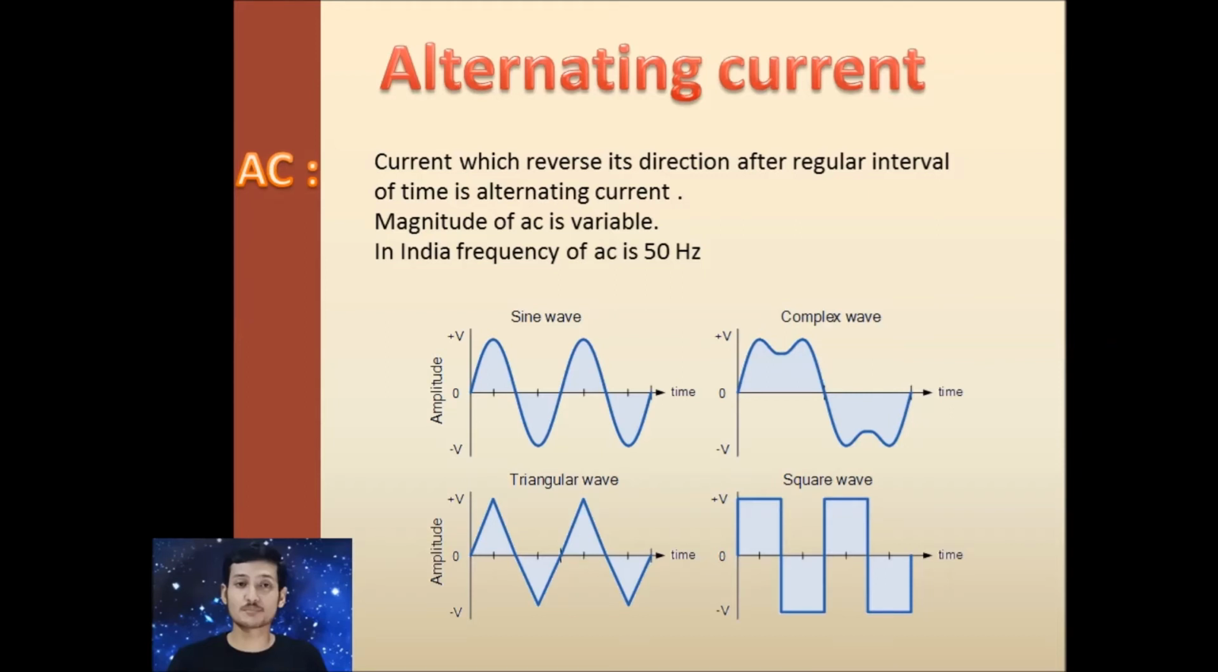So in India, the frequency of AC is 50 Hertz. It means there are 50 cycles of alternating current in 1 second. And the most common form which we use is the sine wave curve.